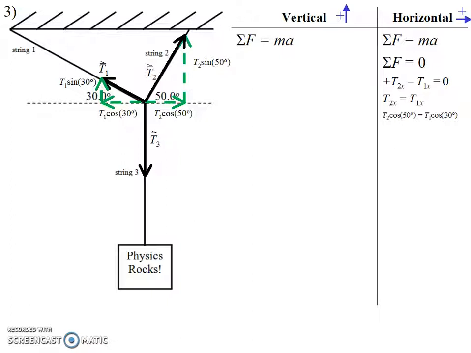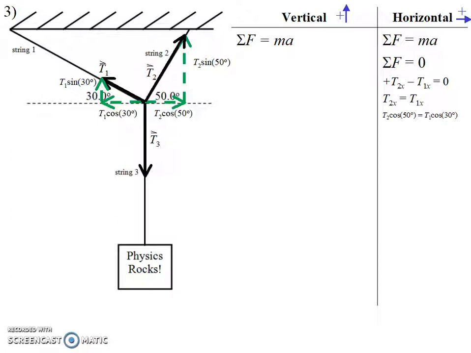We add up all of the horizontal forces. Since I called right positive, we can say T2 in the x direction, that's right over here, is positive, and T1 in the x direction over here is negative, and they have to add up to 0, which means T2x equals T1x, or replacing them with their trig function counterparts, T2 cosine 50 equals T1 cosine 30. Hopefully this makes sense to you because these horizontal forces have to cancel.